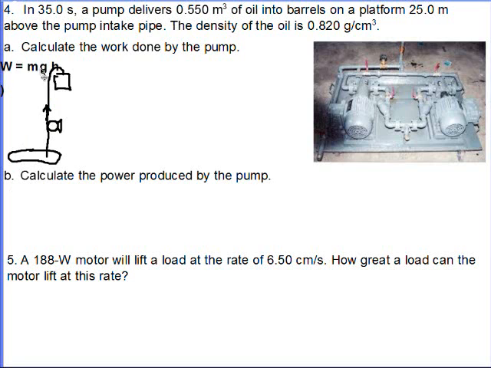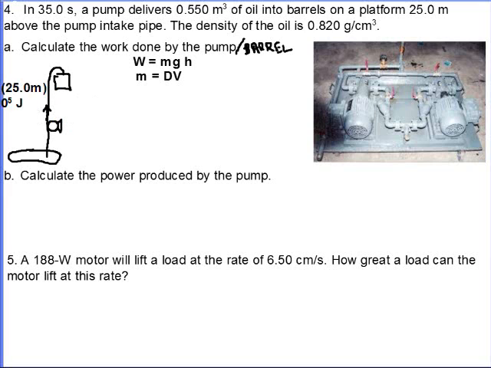Now the way that I'm going to do this, I'm going to start by finding the work done by the pump for each barrel that I lift. And so to find that, I'm going to use work is equal to mg delta h. In order for me to get the mass, I'm going to have to use the density equation. That mass is density times volume.